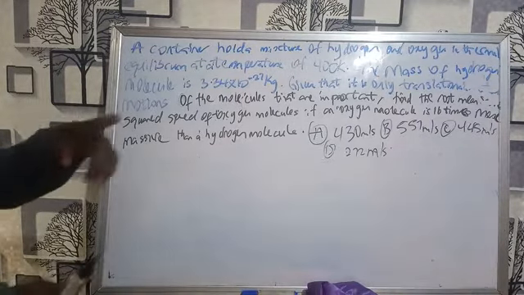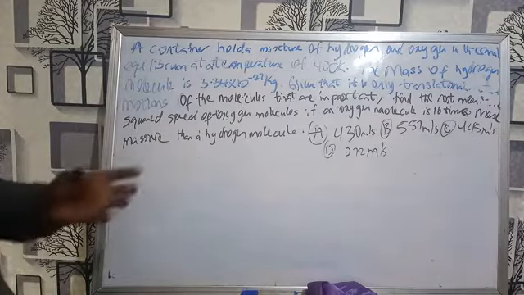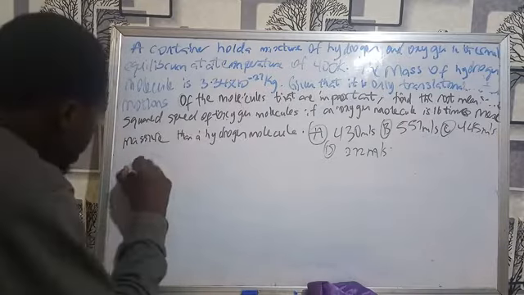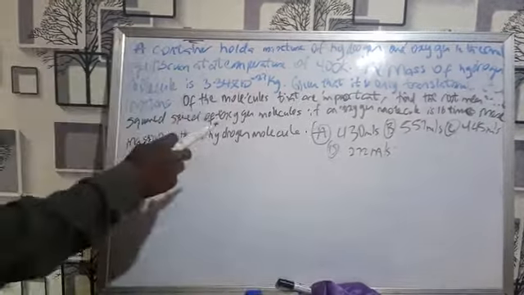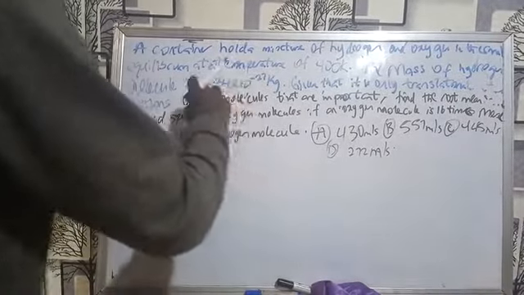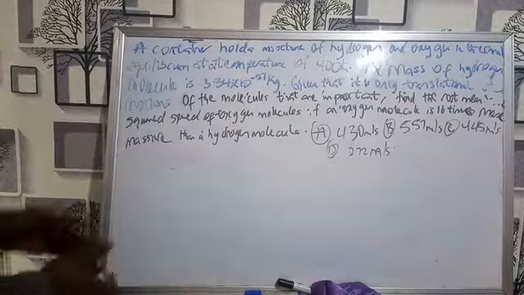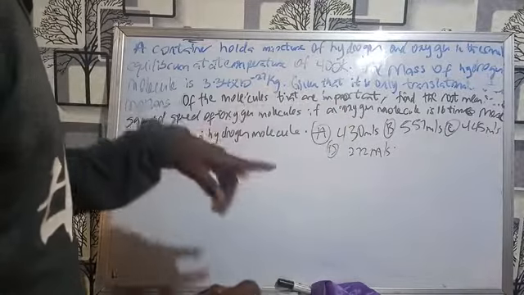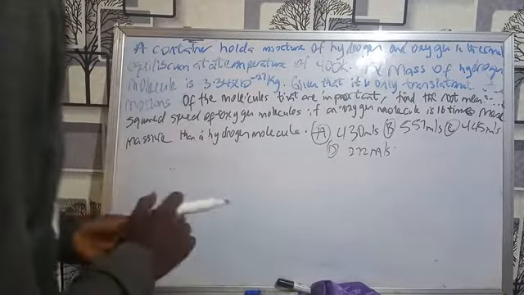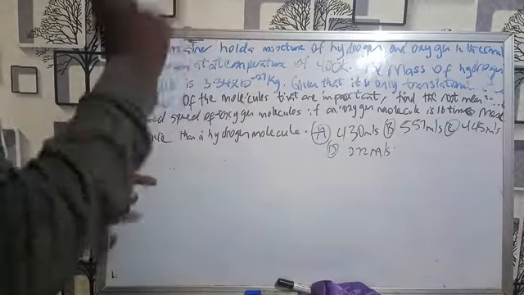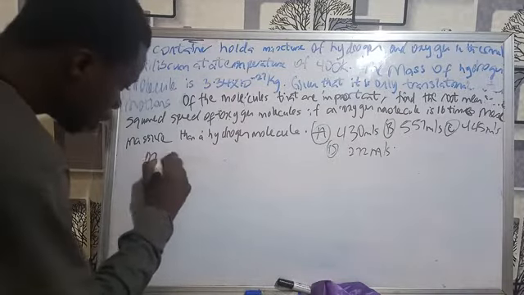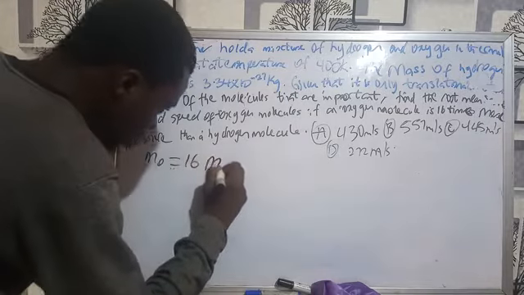Now, here we're given the mass of hydrogen, not the mass of oxygen. But we're also given that oxygen is 16 times more massive. So from here we're given the mass of hydrogen to be 3.34 times 10 to the power minus 27 kilogram, but we're not given the mass of oxygen. We are asked to calculate the root mean squared speed of an oxygen molecule, and we're told that the mass of an oxygen molecule is 16 times heavier than that of a hydrogen molecule. So let m_O be the mass of oxygen, equal to 16 times m_H.